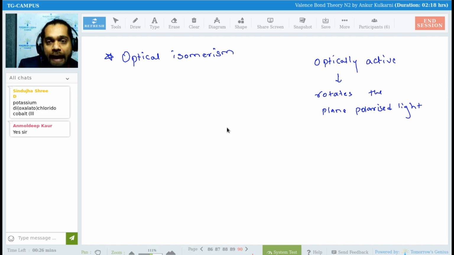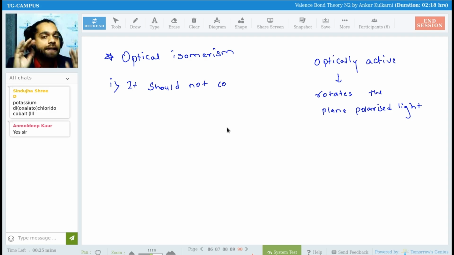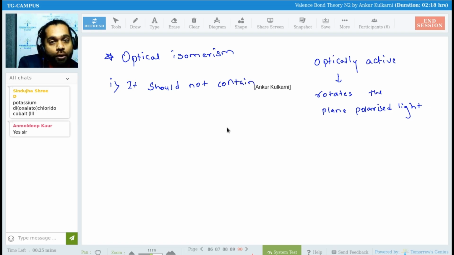So for optical activity, there are some requirements. The main requirement for the coordination compound, we are not doing organic, so forget about chiral carbon. In organic, chiral carbon is one requirement. Another, the most important, write it down in bold: it should not contain a plane of symmetry. If I cut that molecule, it should not divide into two identical halves. It should not contain a plane of symmetry.